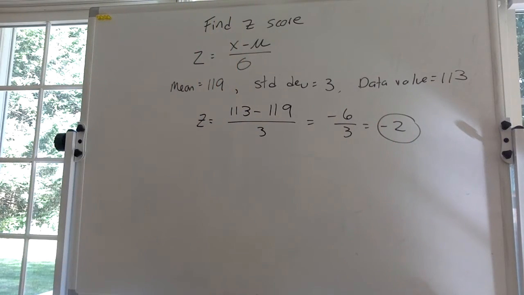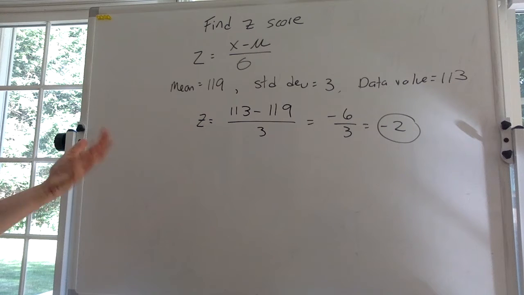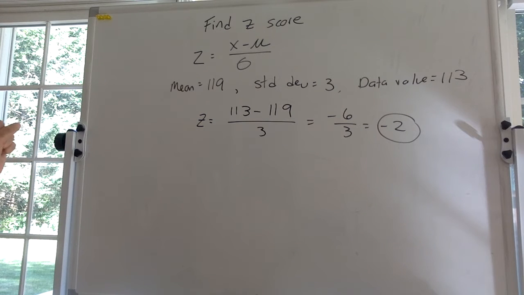So a z-score of negative 2 means that when compared to others in this category, you're below the average because you have a negative z-score. And the bigger negative it is, the more you're below the average. If you have a positive z-score, you're above the average. In this case, we're below.